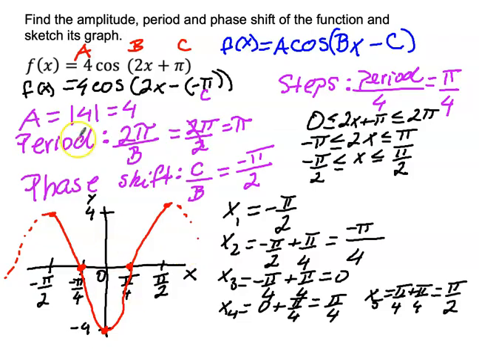Now, if you wanted to check whether the answers are correct, let's say negative 4 is here and here is a 0. You can plug in 0 for x. 2 times 0 is 0 plus pi. You get cosine of pi is negative 1, and times 4 would be negative 4. So we would get the answer negative 4.